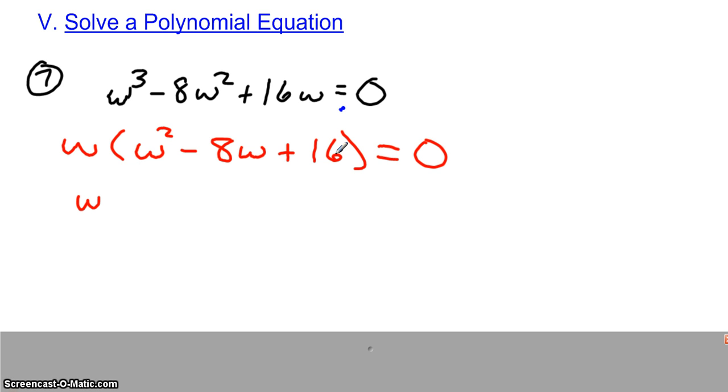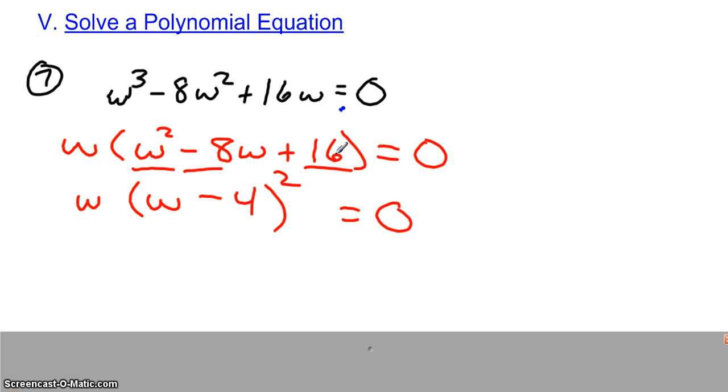So if it is, it will give us what pattern? Sum and difference? No? Not sum and difference? Square of a binomial. We go from wide to narrow. Wide to narrow. Right? So, Ellie, what is the square root of w squared? W. And the square root of 16? 4. And the sign in the middle will be negative. So let's try. W times -4 is? And 2. Negative 4w twice. Is that -8w? So we got it. Good.